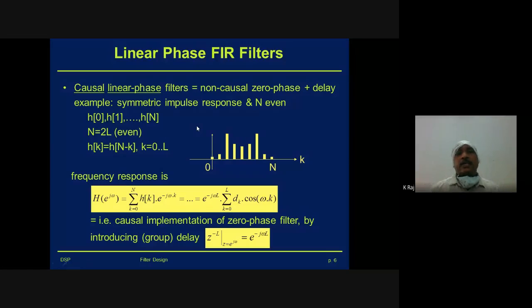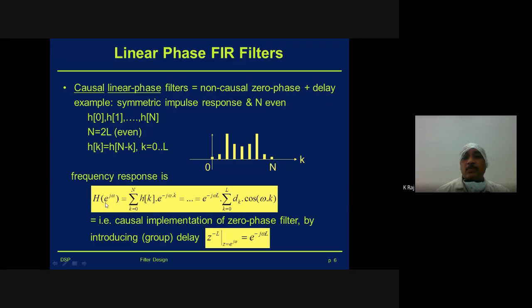Now we are interested in designing the causal filter, so naturally there is a need of a transformation, that is the negative coefficients will be transferred toward the right side, or they will be truncated. So the causal linear phase filter can be said to be the non-causal zero phase filter plus some delay. Due to the delay, the negative coefficients will be shifted towards the right side. So we can say now the coefficients are starting from h0 to h of n, where n is the order of the filter and n is equal to 2l, that is, it is even.